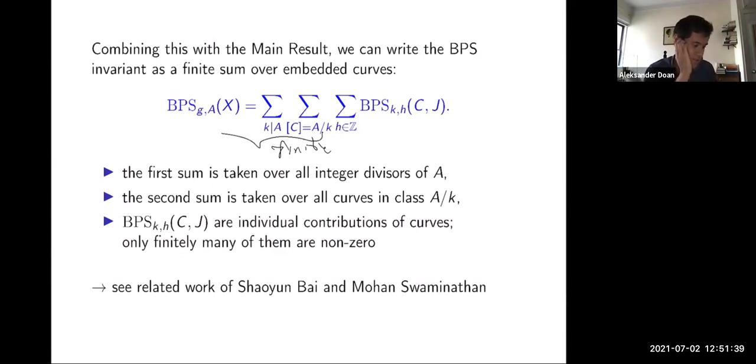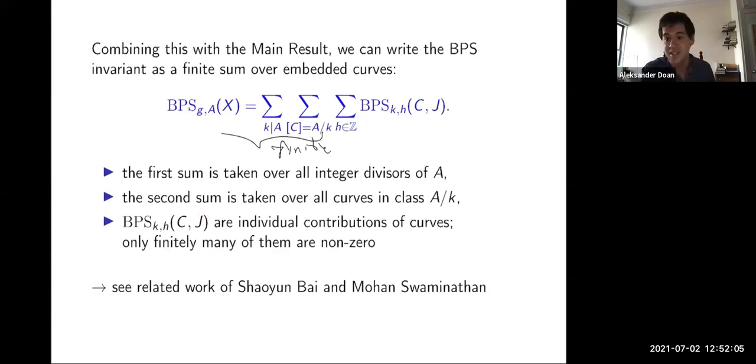So this result doesn't tell us what exactly we're supposed to be counting here, but it does tell us that for a generic J, you can express the BPS invariance as some sort of count of embedded curves in different homology classes with integer weights. And of course, here we don't define these weights.